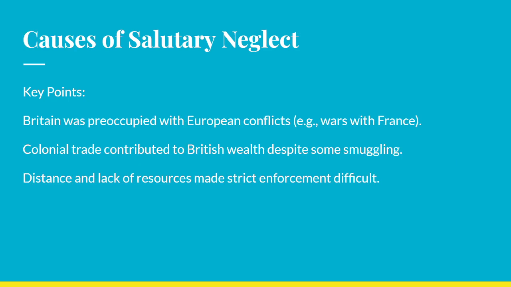So some of the causes of salutary neglect. Part of it was that Britain was preoccupied with the various wars and other conflicts that were happening in Europe, that they didn't have as much time to worry about all the colonies across the sea. And since colonial trade was still contributing to the British wealth, even with some smuggling and some other illicit activities, they continued to turn their back since they were still making money. And the obvious one, distance and a lack of resources made strict enforcement difficult. They didn't have any way of efficiently communicating. Some communication could take months.